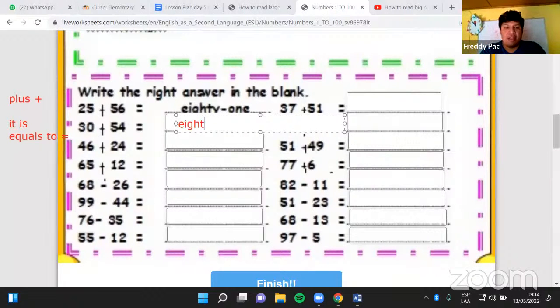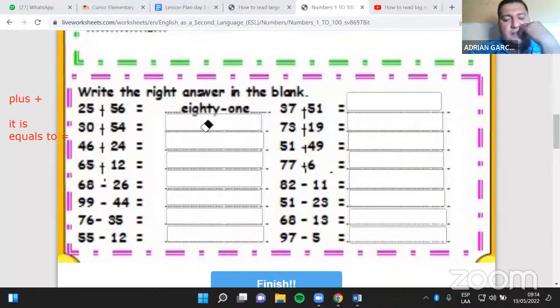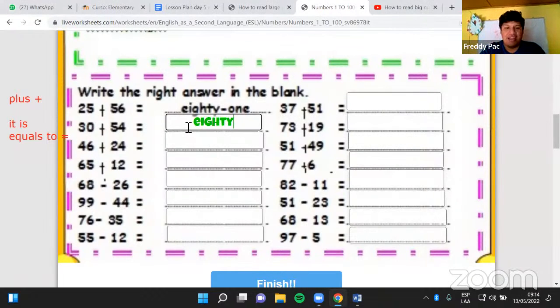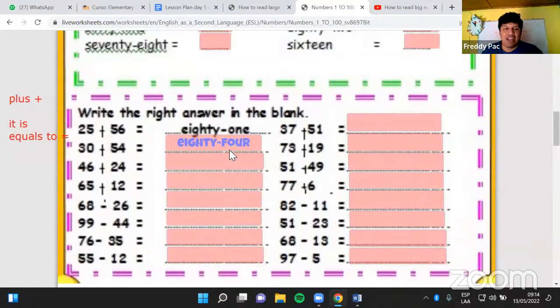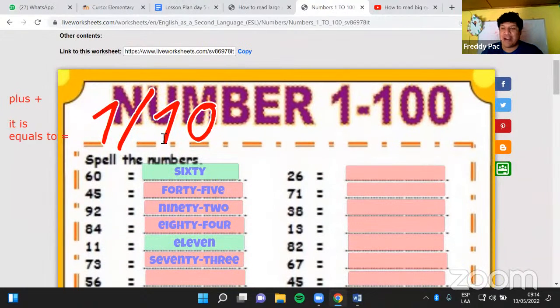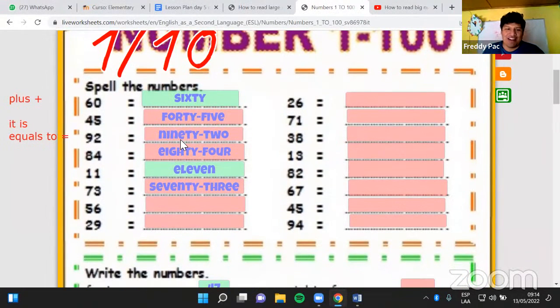For example, 80. No. This is not for the computer. Okay, now 84. So you have to write 80 hyphen 4. And when you finish, guys, you press finish, you press check my answer, and what I want to see is the score, right? In my case, it is not correct right now because our first, well, this is correct, guys, so don't worry, it is correct. 84, 92, it is correct. So it is probably the computer, but this is correct.